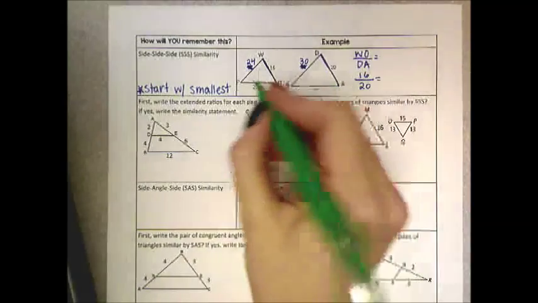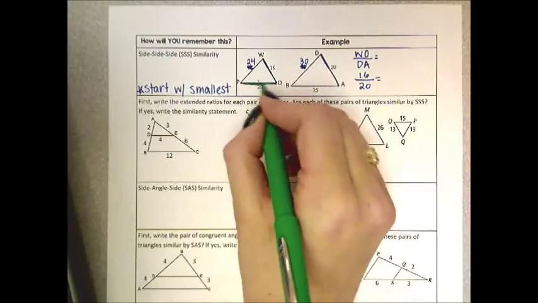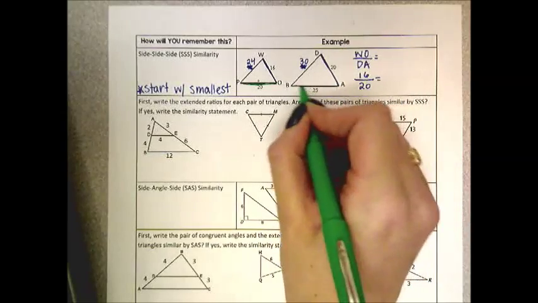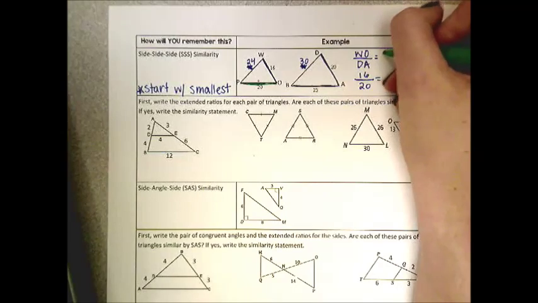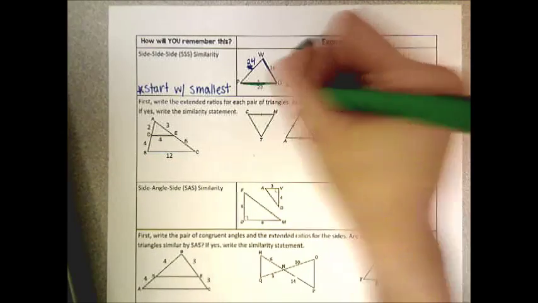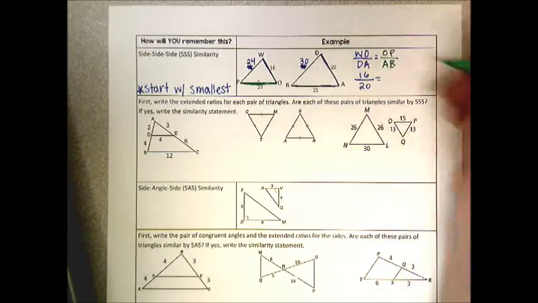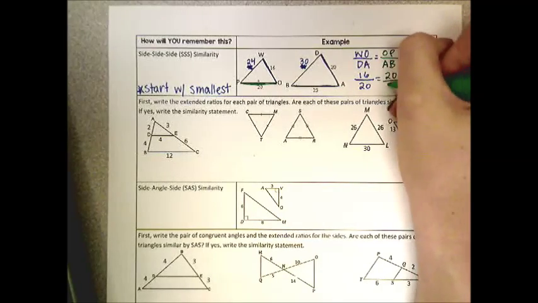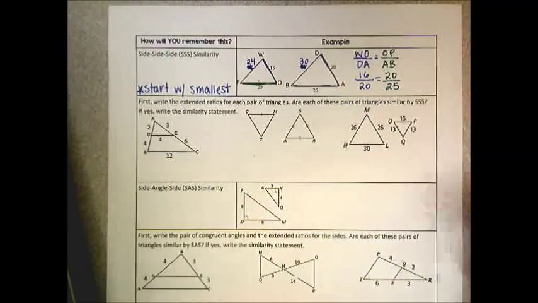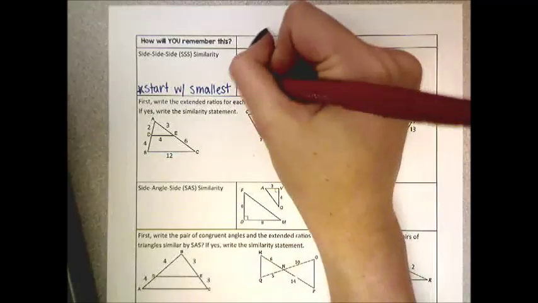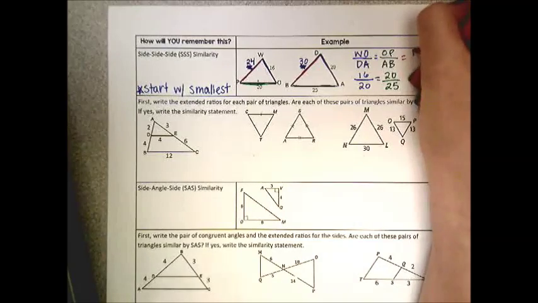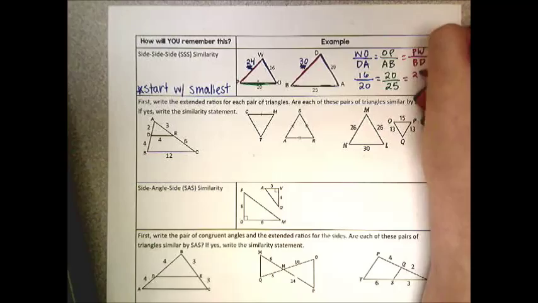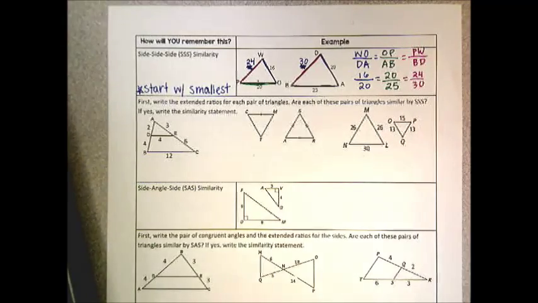Next up, we've got 20, which is our next biggest number, and 25. So I start with the smallest and go up to the biggest. So 20 is side OP, and then we have side AB, and that is 20 over 25. And then last but not least, I've got those 2 sides that I needed to fix my typo. PW over BD equals 24 over 30.